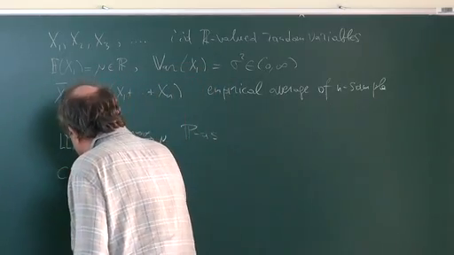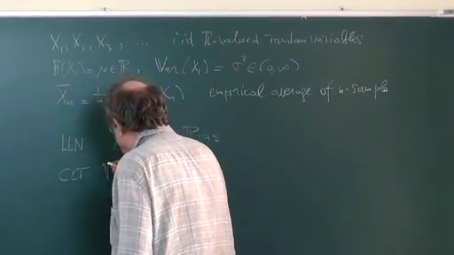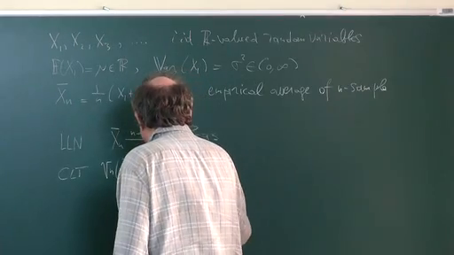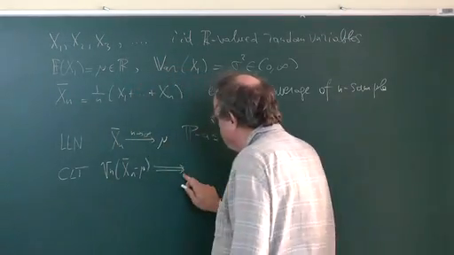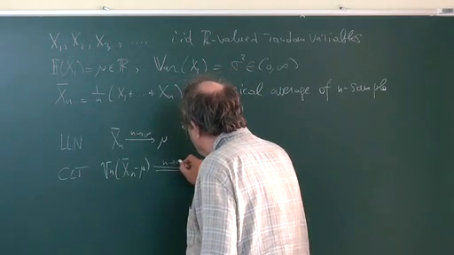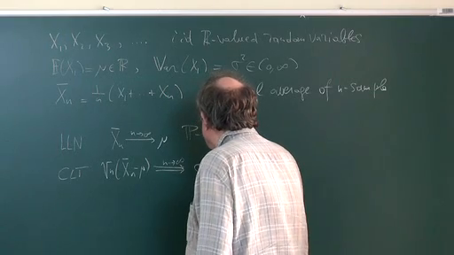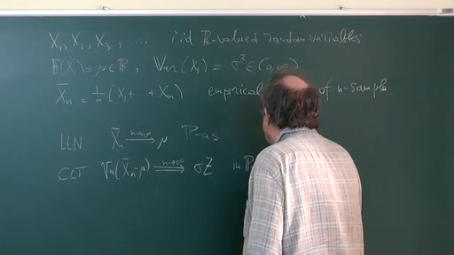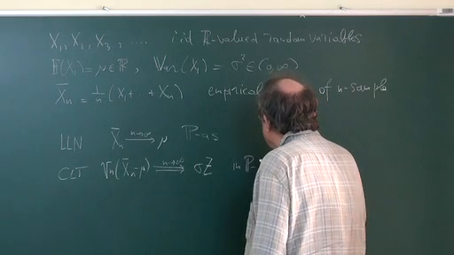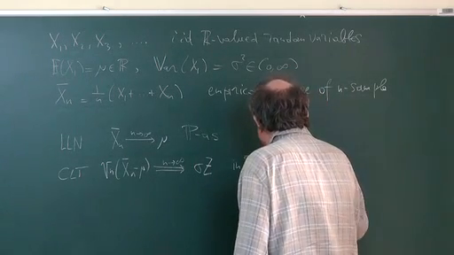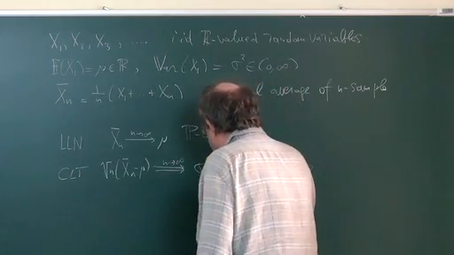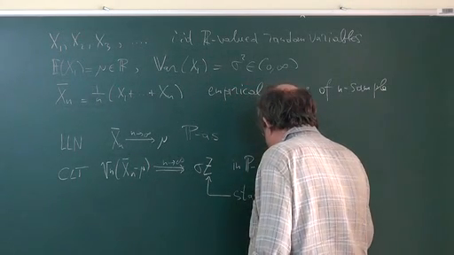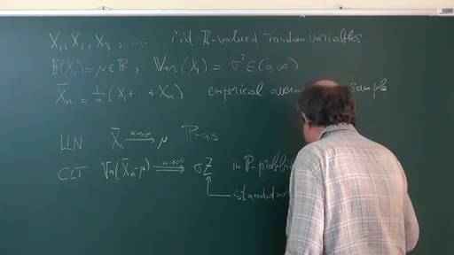And there is the famous central limit theorem that says if I take square root of n times X bar n minus mu, then this will converge in distribution, and we use a different symbol for that, to sigma times Z, and this is in P law, so in P probability, where this Z is a standard normal random variable.